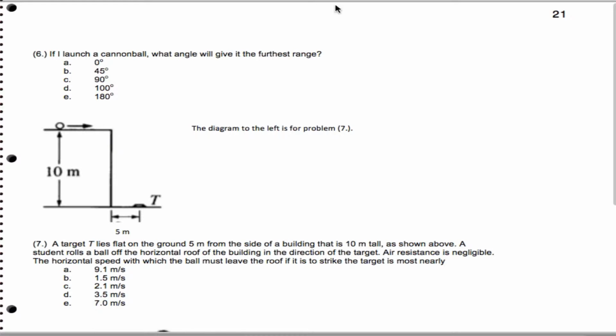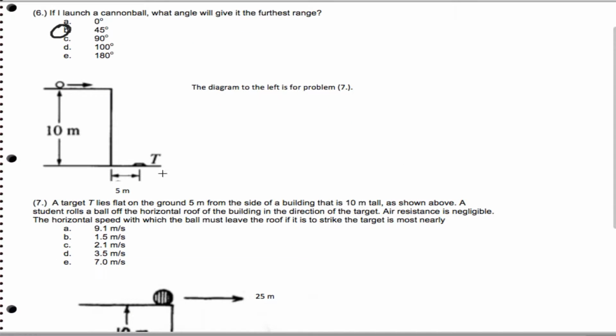All right, if we launch a cannonball, what angle gives its furthest range? 45 degrees. Just memorize that, please. All right, now we have a target T like this for number 7, and the building's 10 meters tall. We want to know the horizontal speed at which the ball leaves the roof.